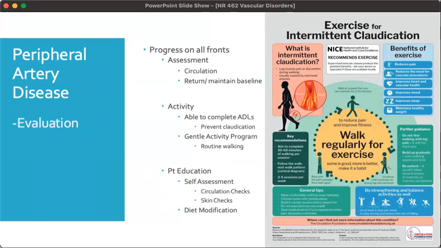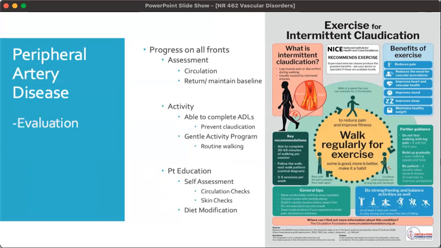For activity, we want them to be able to complete their ADLs independently, or as independently as possible. So have a plan for preventing claudication, building in those periods of rest while they're completing their ADLs. And then the activity programs. We want to help guide them as to what is an appropriate level of activity and what to do should they experience some of that intermittent claudication when they're doing their activity programs.